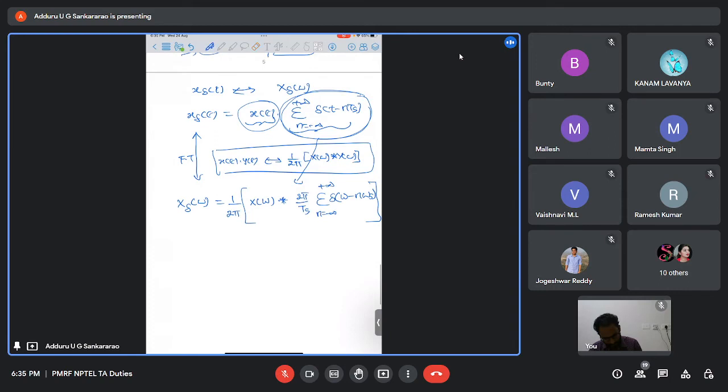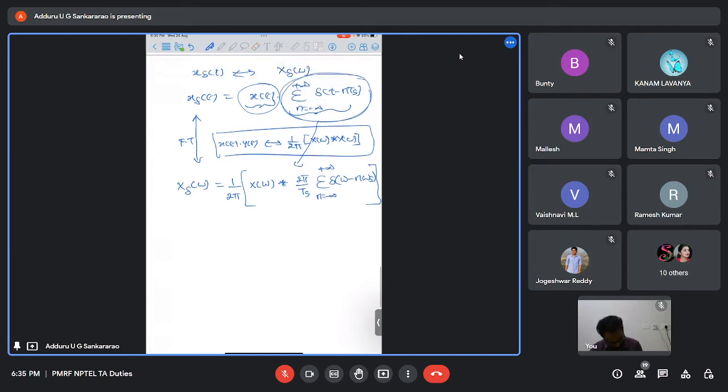Now let us say this 2 pi will get cancelled, and by using the convolution property of impulse response, we can write this like X of omega minus n omega s. This is the Fourier transform of the sampled version of the signal.